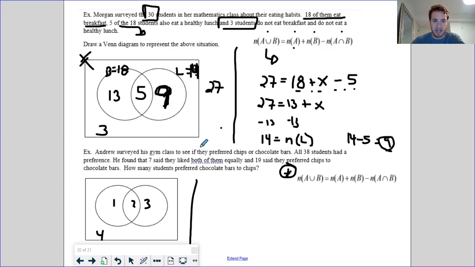Andrew surveyed his gym class to see if they preferred chips or chocolate bars. All 38 students had a preference. He found that 7 said they liked both of them equally. 19 said they preferred chips to chocolate bars. And how many preferred chocolate bars to chips? Okay, so you got chocolate bars, we'll call, and we got chips. So we have section 1, 2, and 3, and 4. Please answer like we did before.